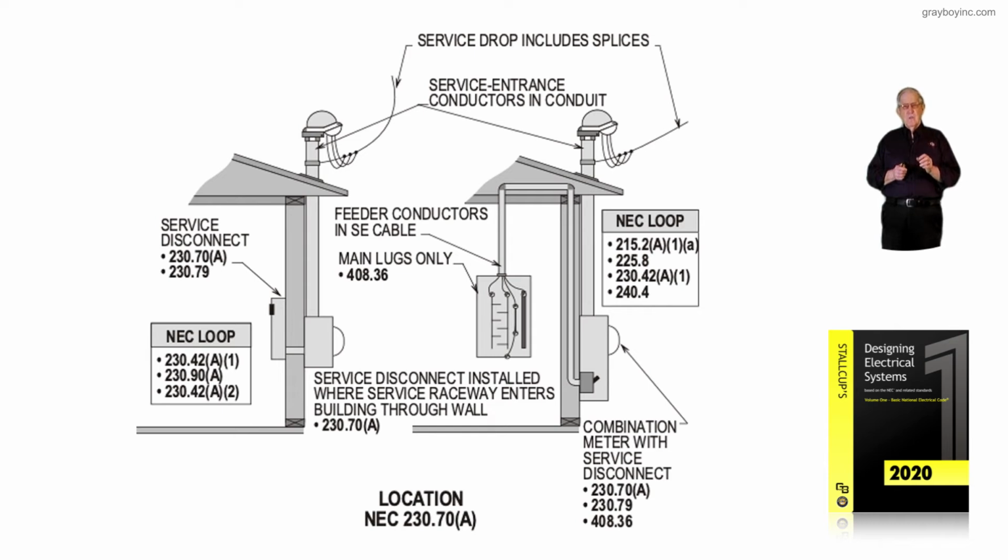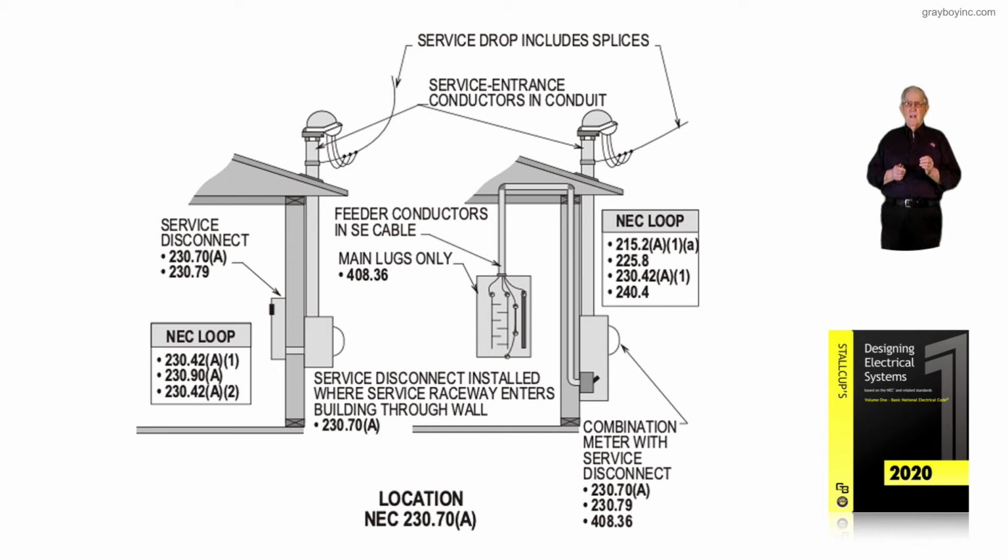So the NEC loop naturally is going to change here because of the combination overcurrent device and disconnect in the combination meter. Basically, there's an overcurrent device with protection and a disconnect means ahead of the meter, or I shouldn't say ahead of the meter, but ahead of the service equipment inside the building. So 215.2A1 little a, we start off with that to size the conductors from the load side of that disconnect switch and overcurrent device to that sub-panel inside the building.